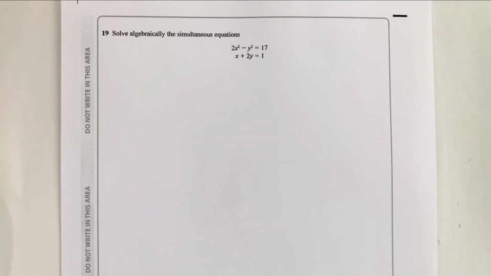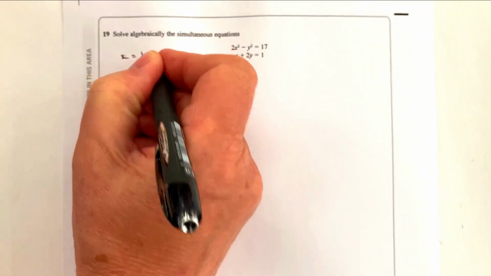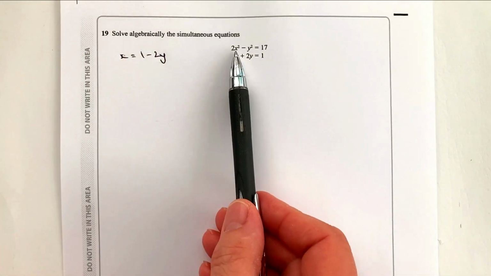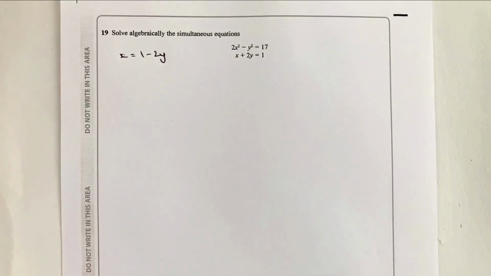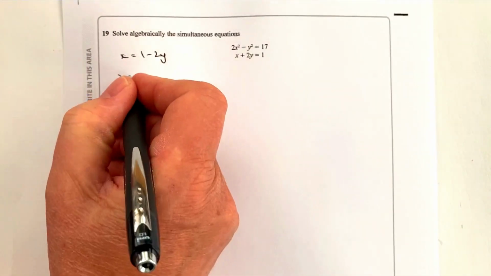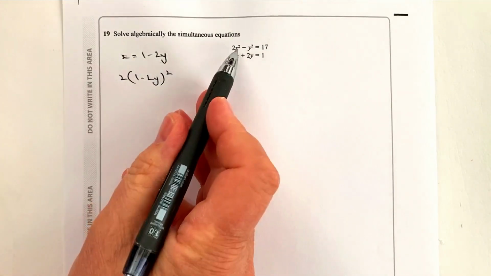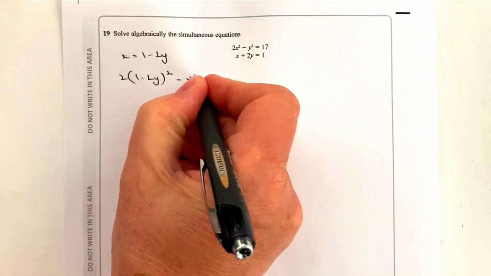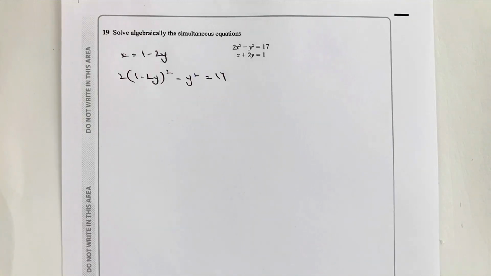I'm going to say, well, actually, if that is the case, I can just write that as x equals 1 minus 2y. And then I use this value of x in here, and that will then only give me values of y in that equation, because I can write it as 2 times (1 minus 2y) squared. Remember, this is the x term, minus y squared equals 17. And really it's just a case now of solving this for y and finding the value.